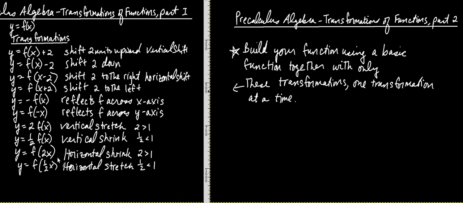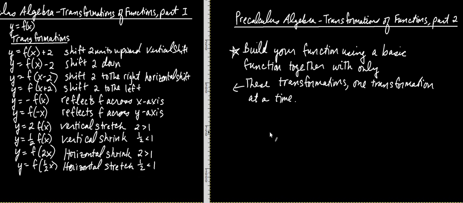If you replace x with a positive constant greater than 1, multiplied by x, so x has been replaced by 2x, you get a horizontal shrink. And here you're replacing x with a positive constant multiplied by x, where the positive constant is less than 1. In that case you get a horizontal stretch.